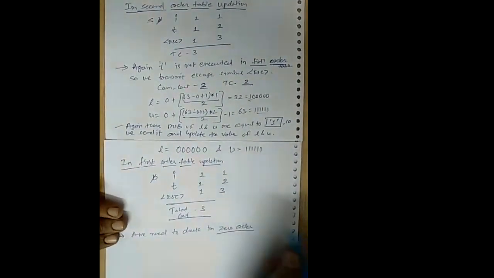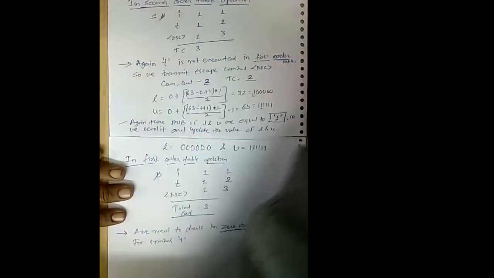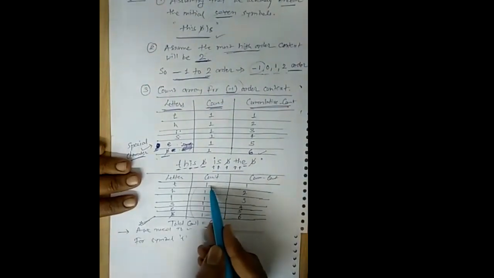नाउ जीरो ऑर्डर कंटेक्स्ट में हम वर्कआउट करते हैं. जीरो ऑर्डर कंटेक्स्ट फॉर सिंबल T. So at that time, where is my first order table? So here you can see my T has occurred over here. ठीक है, तो उसका क्यूमुलेटिव काउंट कितना हो जाएगा. क्यूमुलेटिव काउंट बिकम 1 एंड टोटल काउंट यहाँ पे कितना है 9.